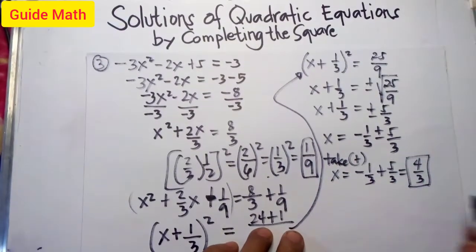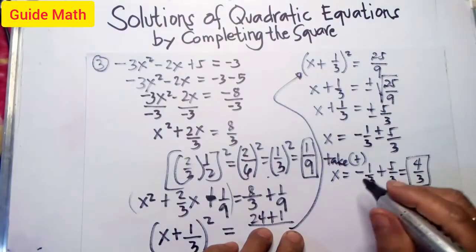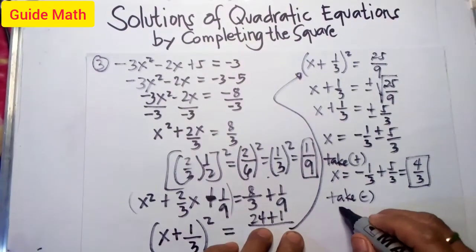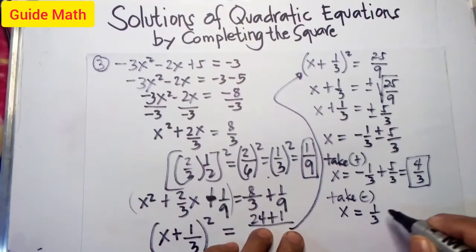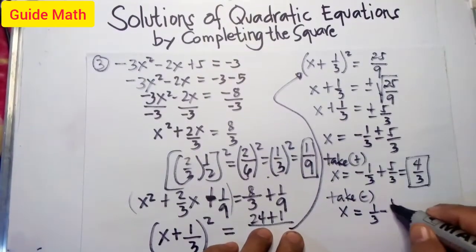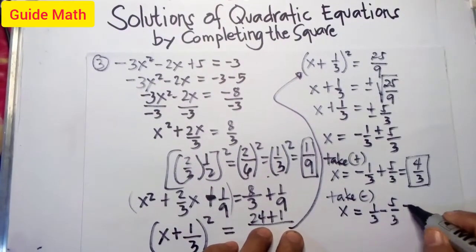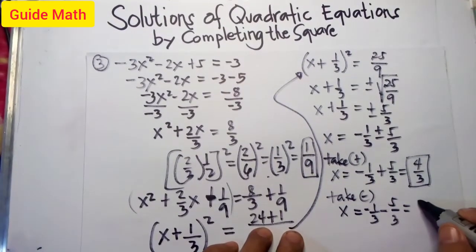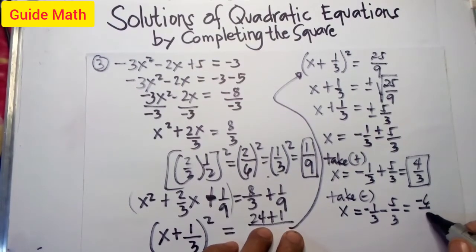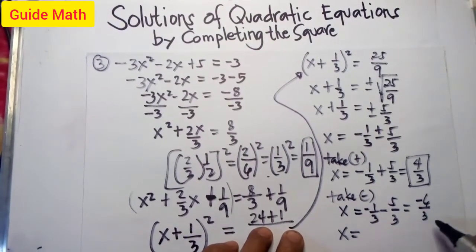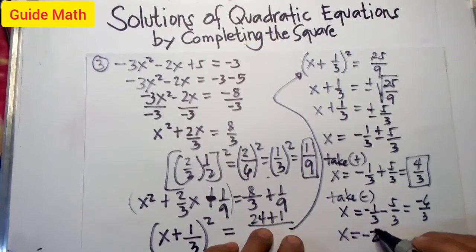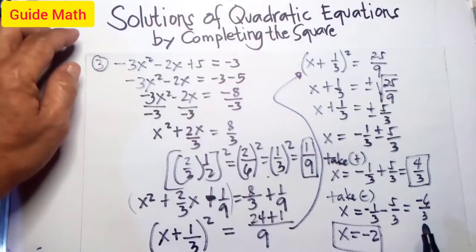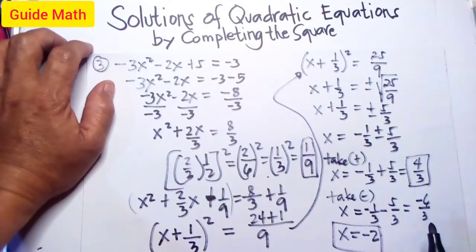The second value of our x is by taking negative. So ito yung kukunin natin. So we have to take negative. We have x is equal to negative 1/3 minus 5 over 3. So that this will become equals to negative 1/3. Same sign, we have to add negative 6 over 3, or simply x is equals to negative 2. And this is the second value of our x. Okay, so that's on how to solve quadratic equation by completing the square.